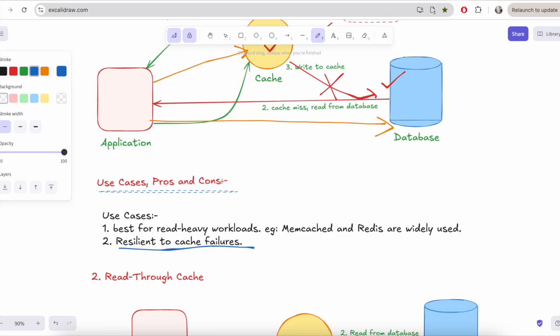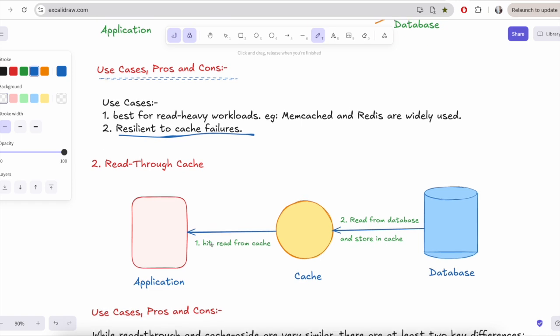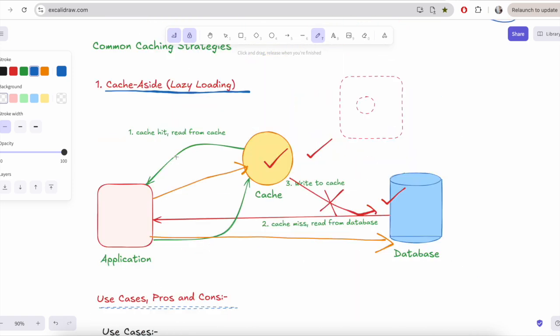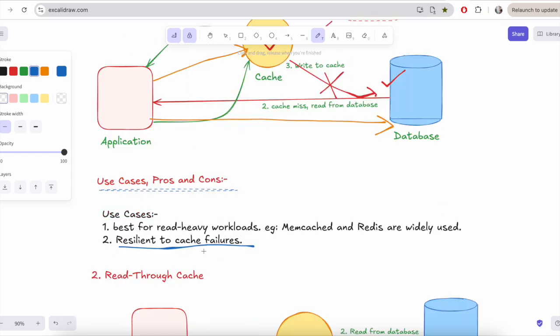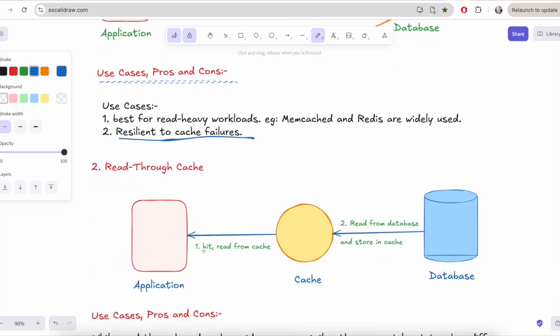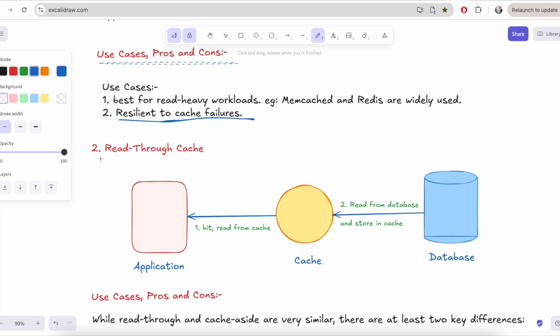You can say that if the cache goes down during peak time, your database might also stop working if there are too many requests on it. So that's what we have in cache aside or lazy loading. Now let's move to the next caching strategy, that is called read through cache.